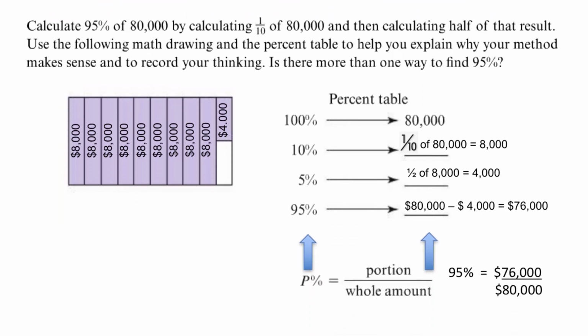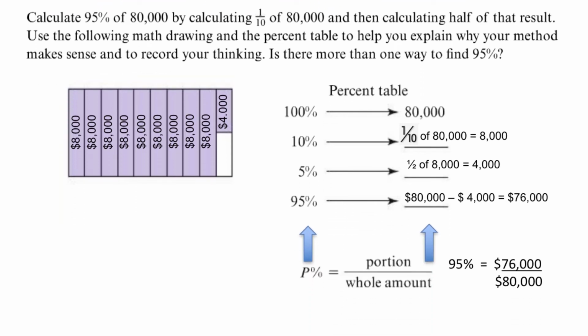Finally, we can do the symbolic form that maps to this as well. Notice that 95% equals a portion, 76,000, divided by the whole amount, 80,000. So the drawing got done first. It suggested benchmark percents we might use. The percent table you create, in this case we've been giving you some hints about what that table might look like, and then you show the computations that let you figure out what the final answer is.